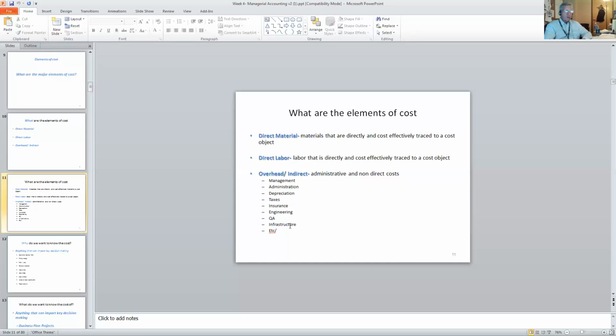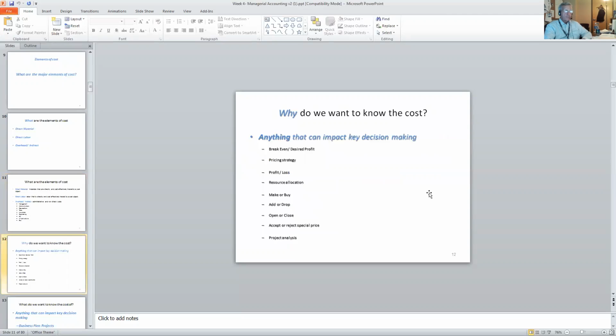So we're breaking out the major elements, and then we're looking at the different products and services that we make or provide, and then we're trying to figure out how each of these elements of overhead or indirect cost are used by the cost objects that we are making or producing.